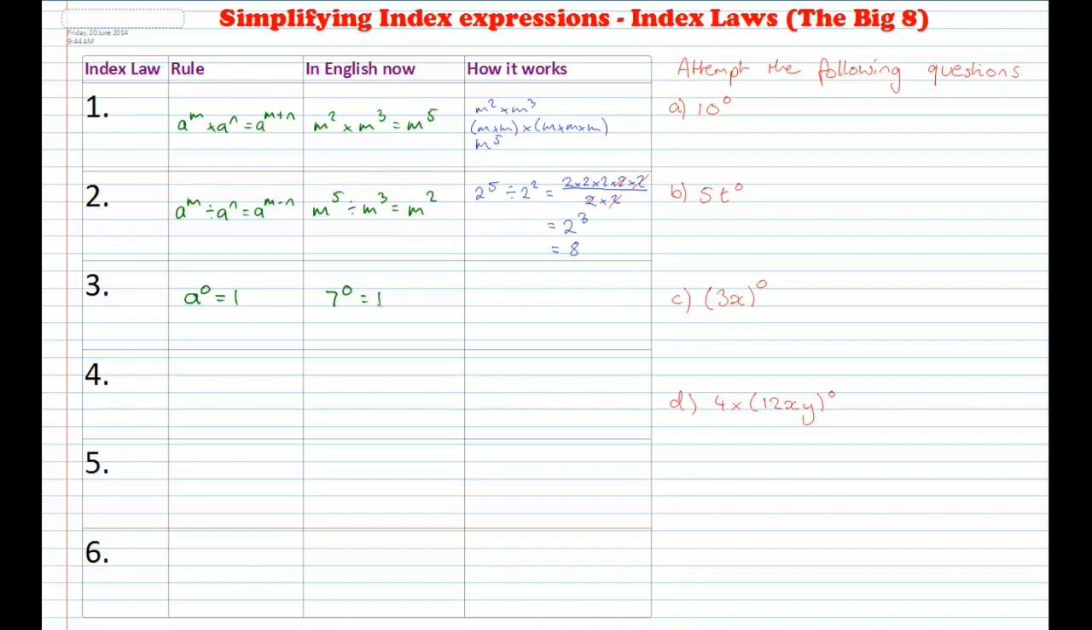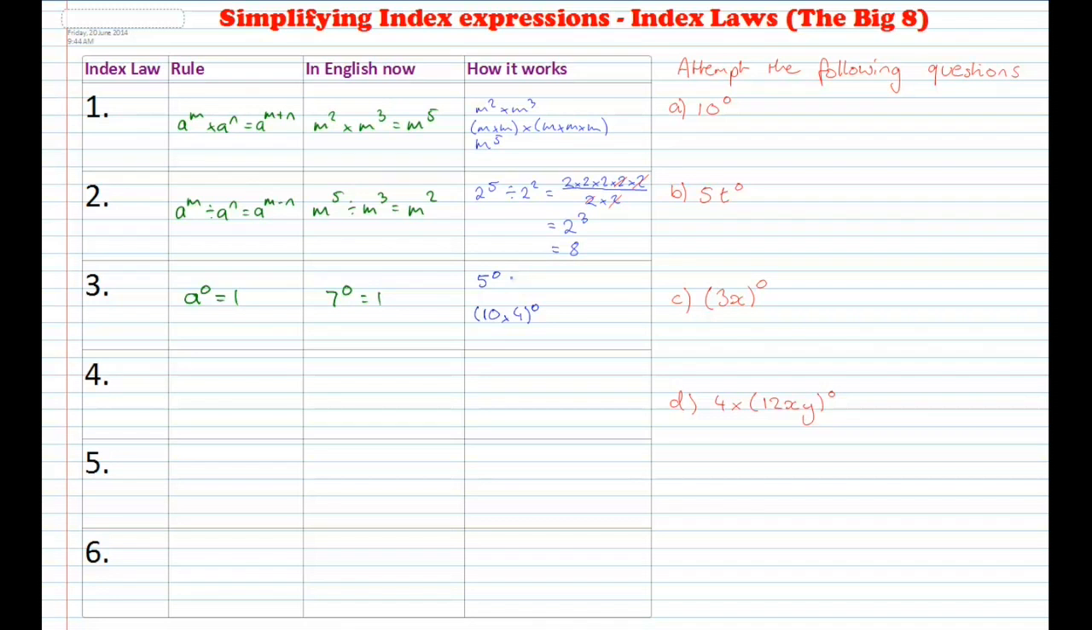Alright, so what I want you to do now is press pause and attempt a couple of questions on your calculator just to check to see if this is the truth. I want you to do 5 to the power of 0, and 10 times 4 to the power of 0. Do those on your calculator, press pause right now, and when you're done, come back and check your answers against mine. Alright, so welcome back.